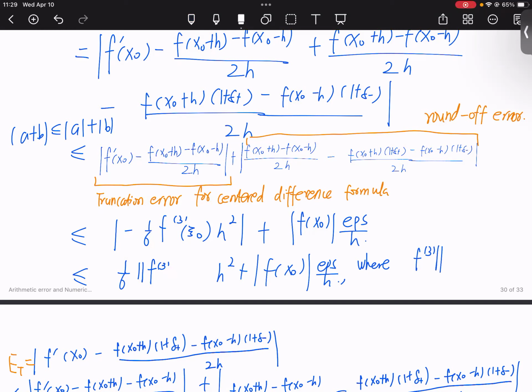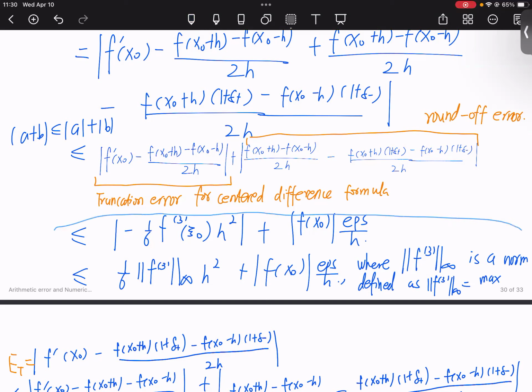It should be the function and then infinity norm. In case you don't know the definition of the infinity norm, it's a norm of a function, defined as the infinity norm, that is the maximum. There is not so much space here. It's just the maximum on the interval.